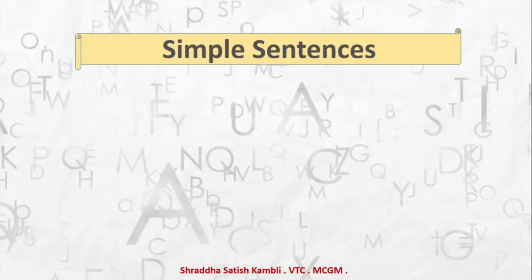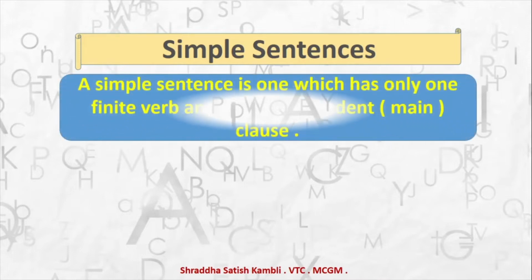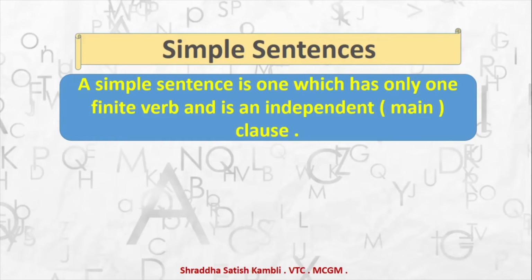So what is a simple sentence? A simple sentence is one which has one finite verb and it is an independent clause. Now we already discussed that independent clauses are also called main clauses. So a simple sentence has only one finite verb, and it is an independent clause. An independent clause means it can stand by itself. It has its own meaning.